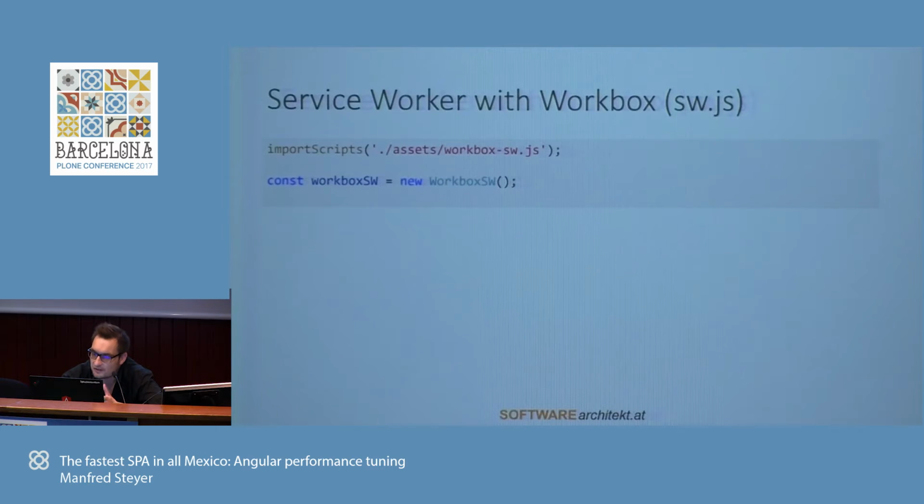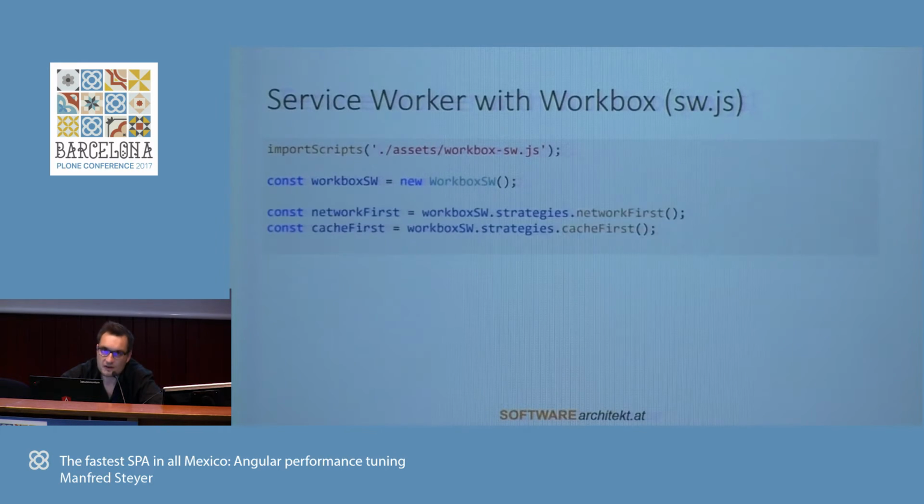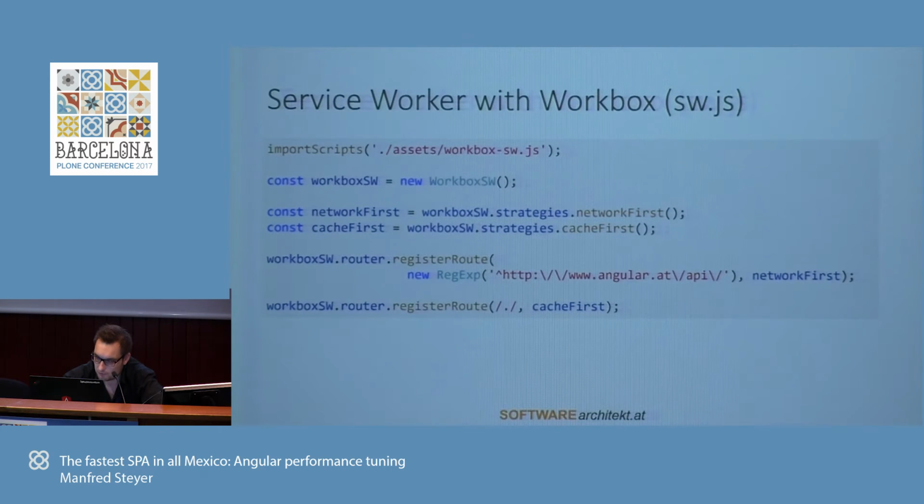So here in this demonstration, I'm using Workbox, and here we see a simple example for Workbox. I'm just importing the Workbox script into my service worker, and then I'm instantiating the Workbox. After this, I'm grabbing the caching strategies. I'm grabbing network first and cache first. I could also configure them, but here I'm going just with the default configuration, and then I'm setting up routes.